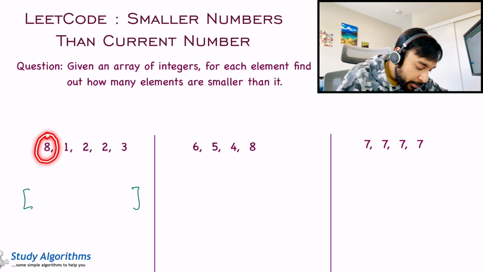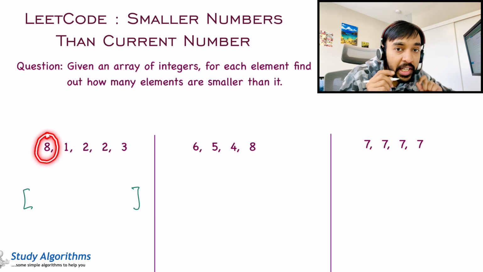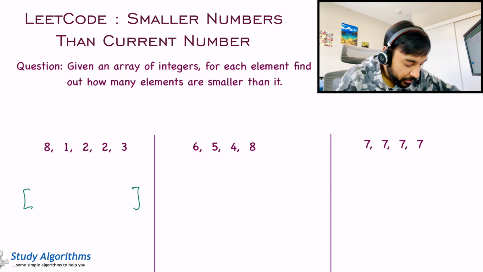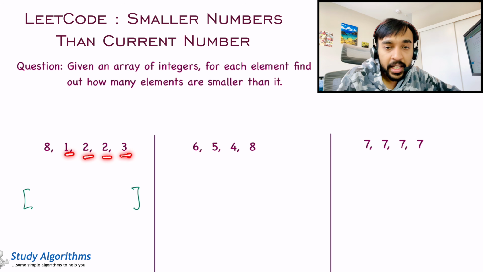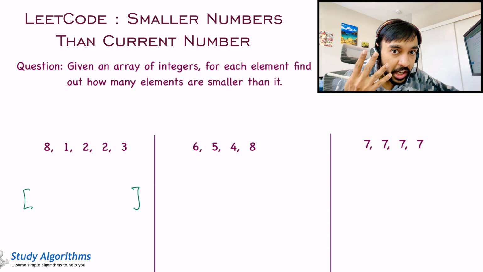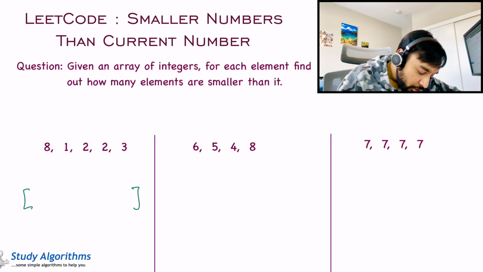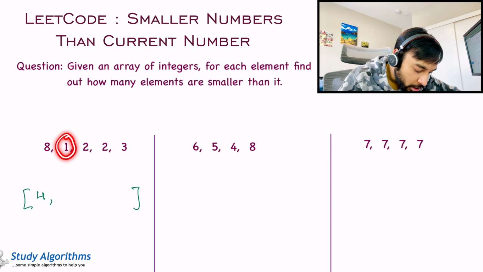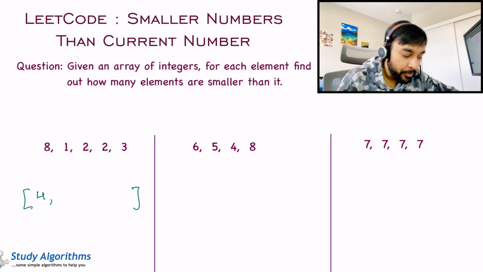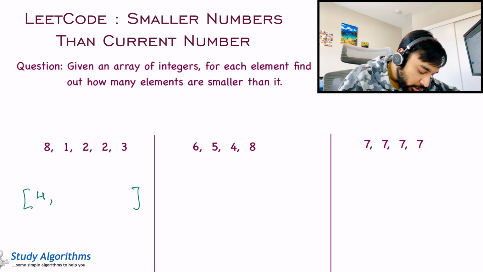So, for element number 8, how many elements are smaller than it? 1 is smaller, 2 is smaller, 2 is smaller, and then 3 is smaller. That gives you a total of 4 elements, right? So you need to write down 4 in your output array. Next, go over to your second element, 1. How many elements are smaller than 1? None, right? So you need to write down 0 in your second place.